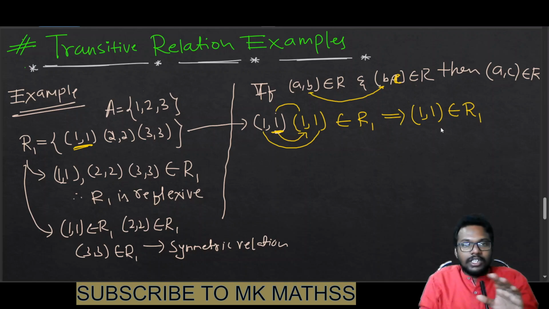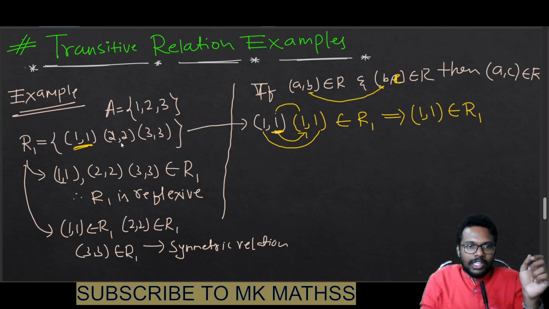Still we can't say it is transitive, because we have to check each and every ordered pair of R1. If each and every ordered pair of R1 satisfies this transitive relation definition, then we can say that it is a transitive relation. The definition should be satisfied for each and every ordered pair, not just for any one of them.